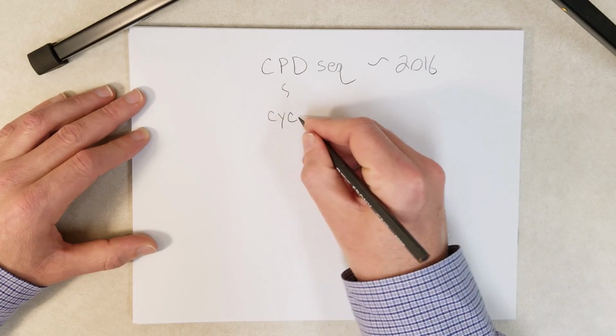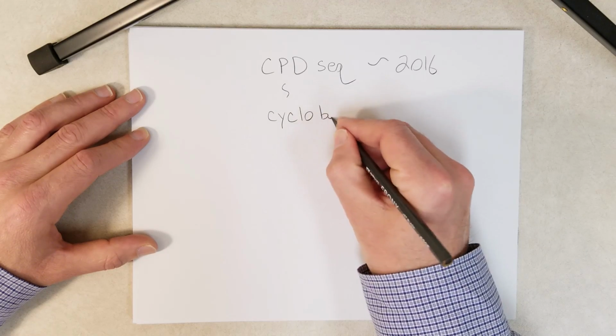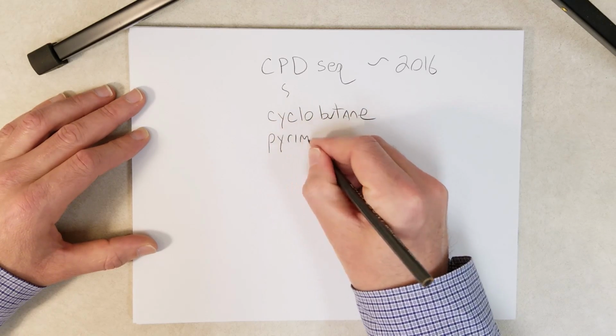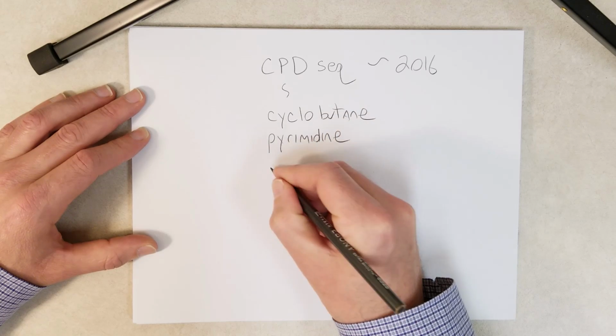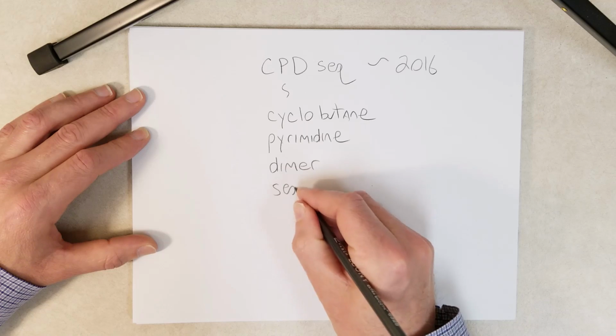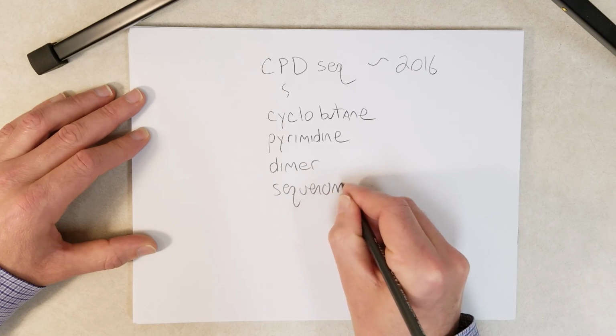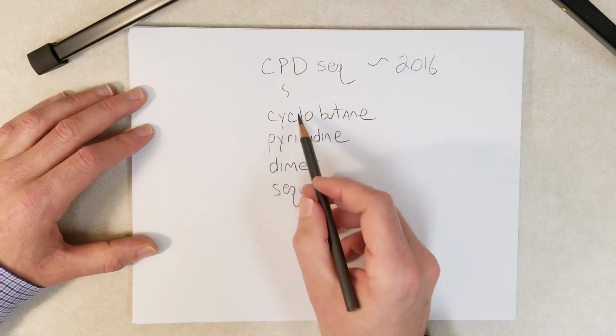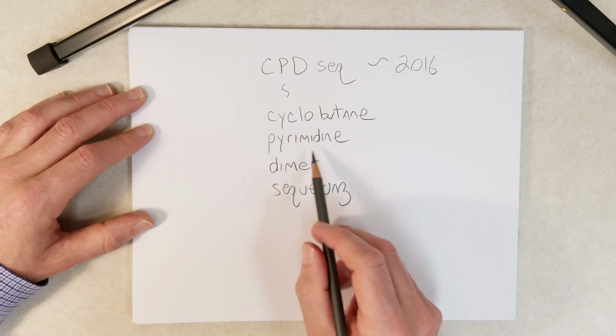And what does it stand for? So it stands for cyclobutane pyrimidine dimer sequencing. Now, what is a cyclobutane pyrimidine dimer?